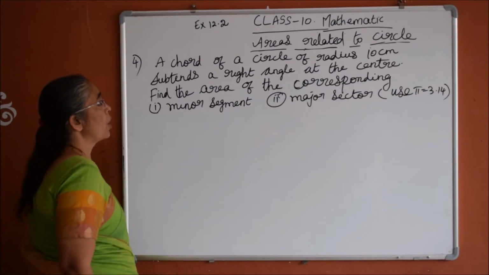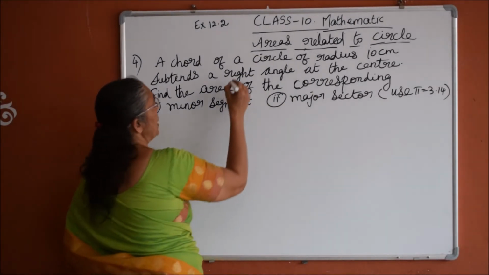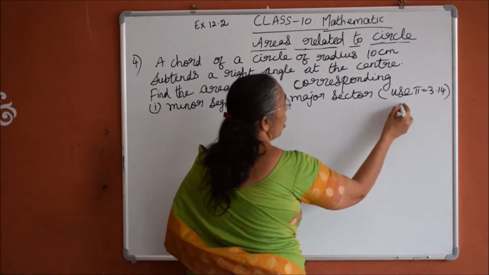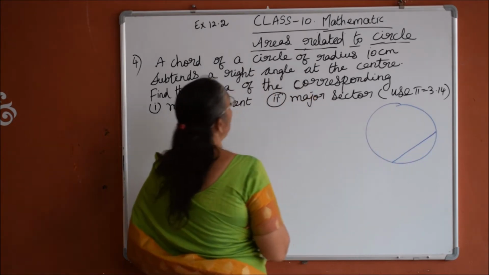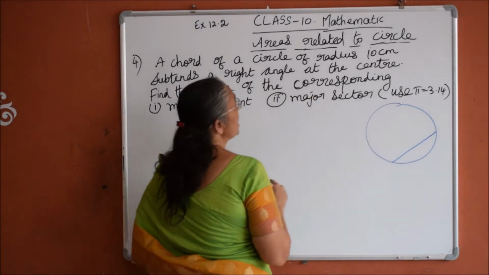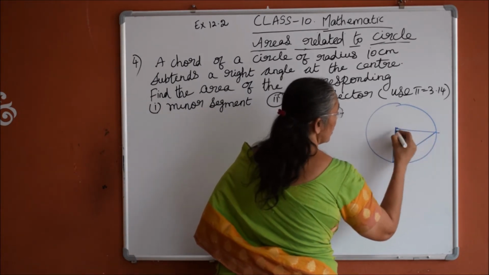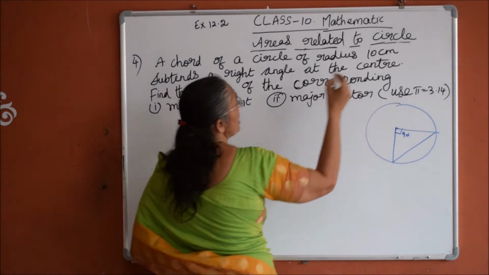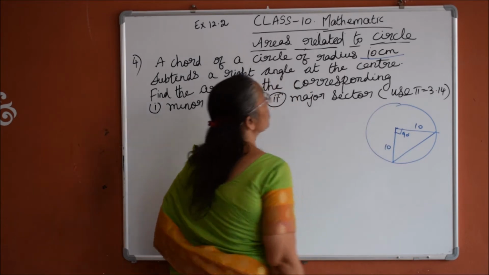Problem: a chord of a circle of radius 10 centimeters subtends a right angle at the center. So, this chord subtends an angle of 90 degrees at the center, and the radius of the circle is given as 10 centimeters. So, this is 10 centimeters, this is 10 centimeters.